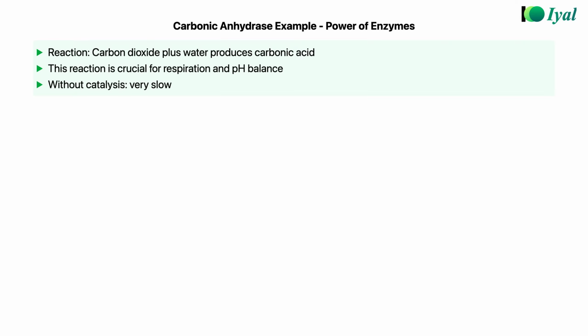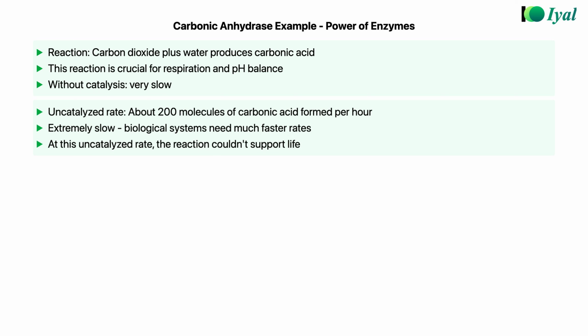Consider this reaction. Carbon dioxide plus water produces carbonic acid. This reaction is happening in your blood right now. It's crucial for respiration and maintaining pH balance. But without a catalyst, this reaction is incredibly slow. If you just mix carbon dioxide and water and waited, how many carbonic acid molecules would form in an hour? About 200. That's it. For such a critical reaction, that's impossibly slow. Your body couldn't survive with such a slow rate.